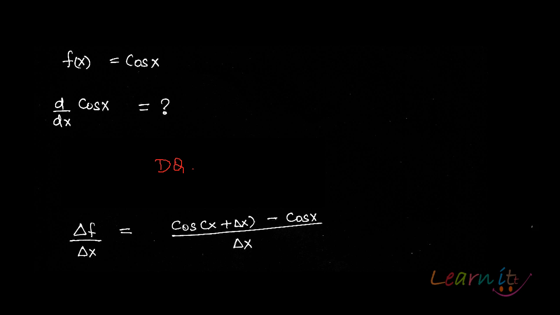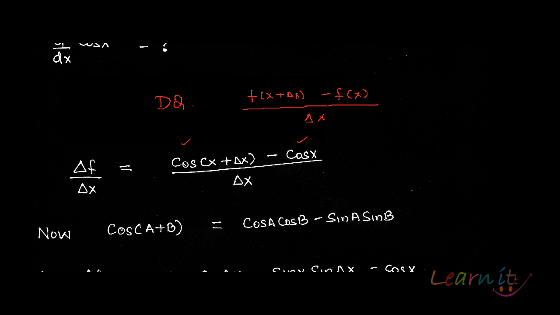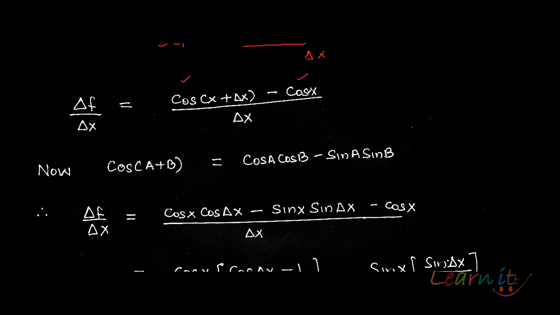So the difference quotient in this would be essentially (f(x + Δx) - f(x)) / Δx, right? So now f(x + Δx) would be cos(x + Δx), and cos x is the original function, so f(x) = cos x. So this will be my difference quotient.